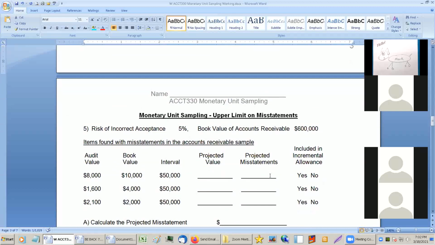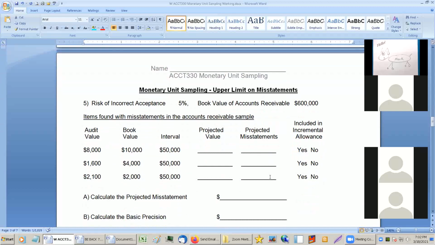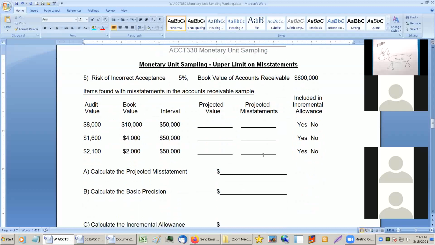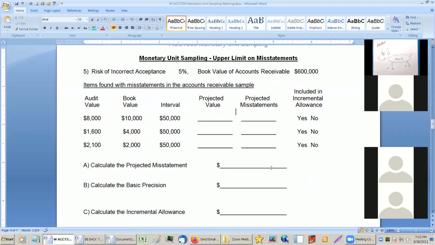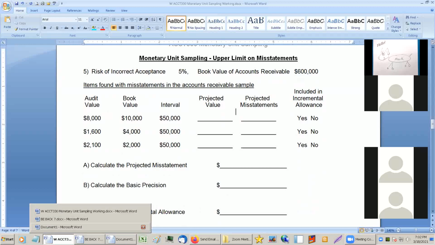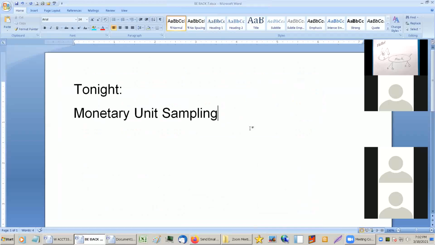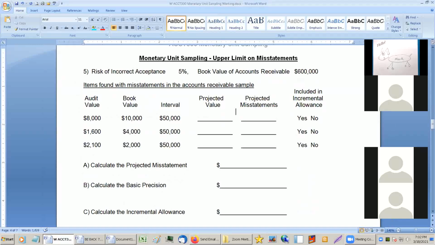This is going to be a long time. Let's go ahead and take a break. What is it? 7:02. Let's be back at 7:10. And we'll put it all together in problem 5.